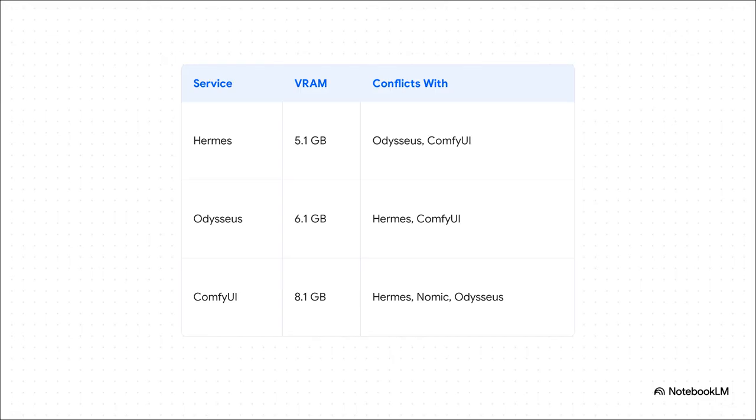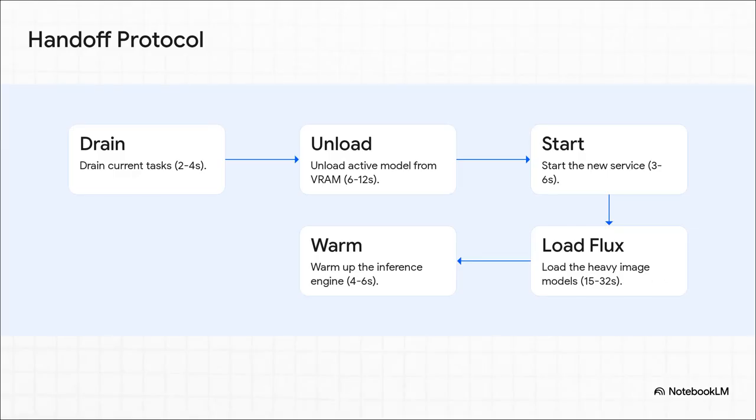So, because of those incredibly strict limits, resource conflicts are totally inevitable. Say you want to load up Comfy UI to generate some images. Well, that requires over 8 gigabytes of VRAM all on its own. If you try to run that alongside Hermes or Odysseus, you instantly breach your 16 gigabyte limit. These massive agents simply cannot all be awake and sitting in memory at the same time. The system literally has to play traffic cop and orchestrate who gets the spotlight at any given moment. And solving that traffic jam requires this really ingenious 5-phase handoff protocol.